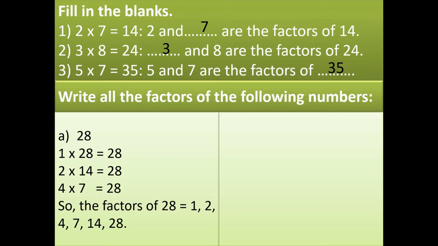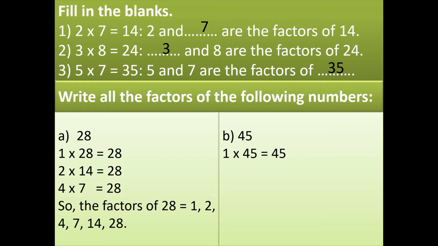Let's try to find the factors of 45. We have to think of all the possible combinations of 45. When listing factors, always start with 1 and the number itself. So 45 can be written as 1 multiplied by 45 is equal to 45. Take the next number 2. Is 45 completely divisible by 2? No, it is not. So leave it.